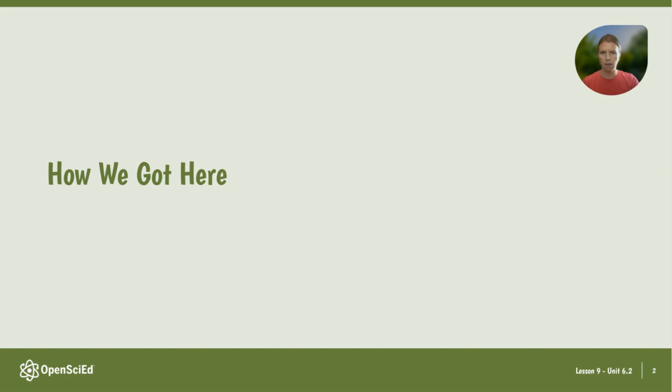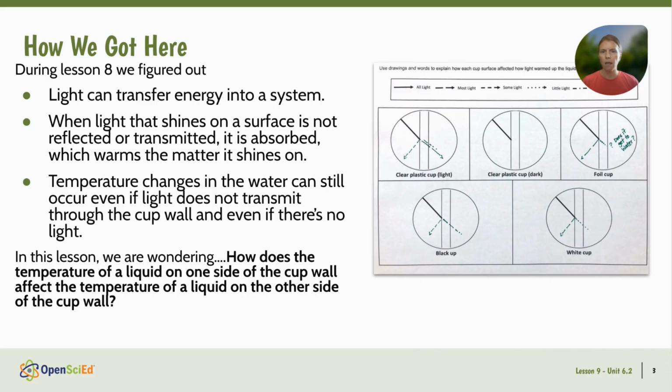So how did we get here? In lesson 8, we had a big investigation. We were investigating light, how it affects the cup systems. We figured out some really important stuff. Light can transfer energy into a system. When light is not reflected and transmitted, it's absorbed, which warms up the matter.